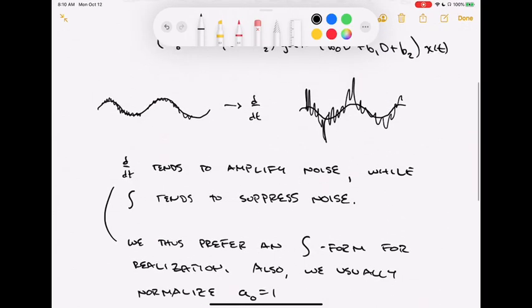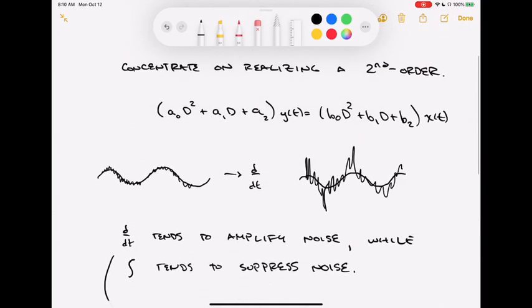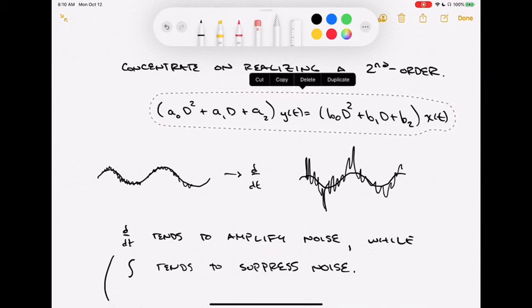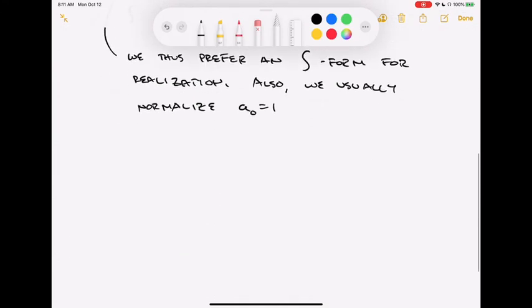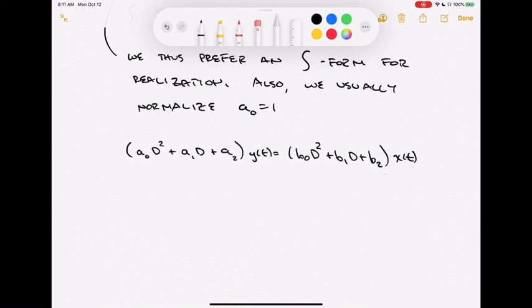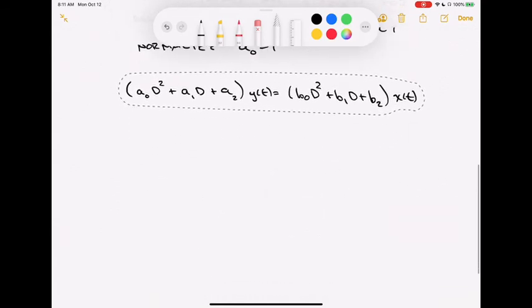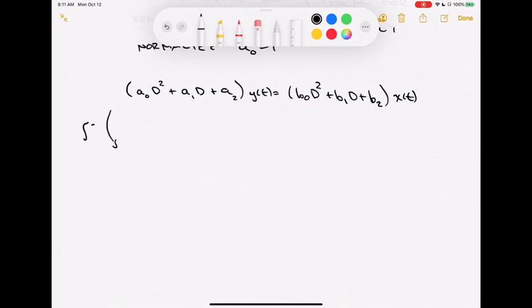So if we look back at this, we have a second order differential equation. I'm going to go ahead and copy it down, and then we're going to convert it to an integral equation. So this is the differential equation form, and we'll make this into an integral form, recognizing that the integral form is the one that is going to provide us the best noise performance of our system. So if I double integrate this, in this case it's a second order system, I can get rid of all of the derivatives.